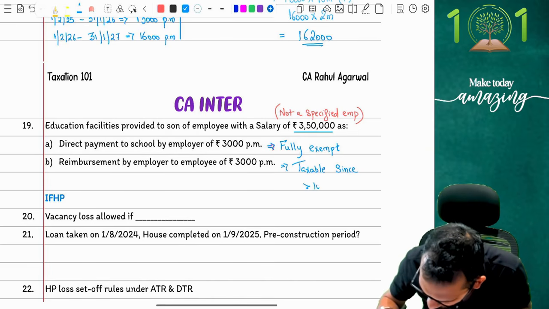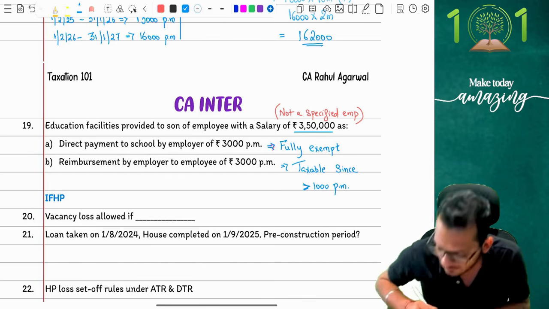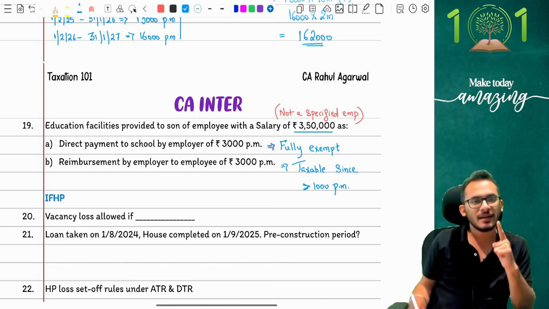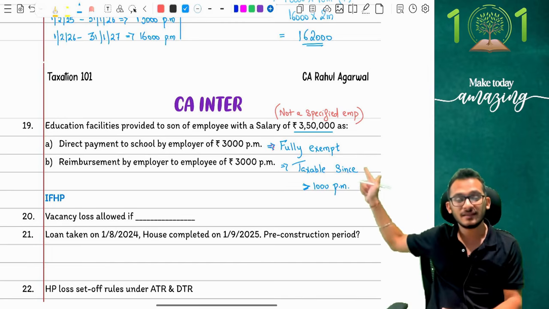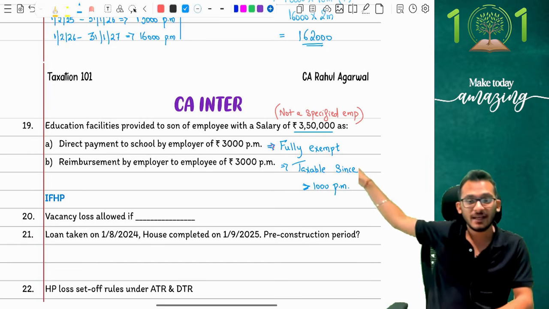This is going to become taxable since it is crossing 1,000 per month. Clear enough to go? Yes. Now, people, in this conversation, imagine if the 3,000 rupees would have been 900 rupees. Would I have taxed this conversation?